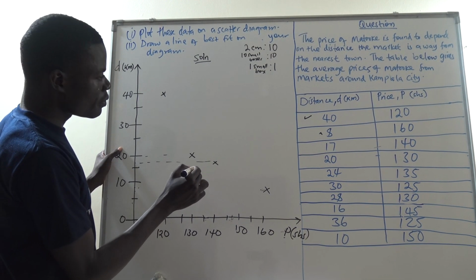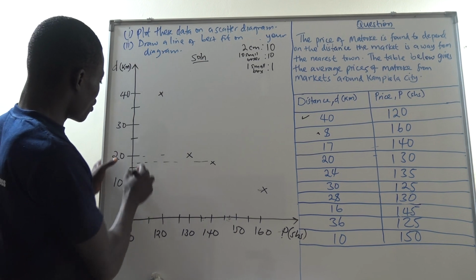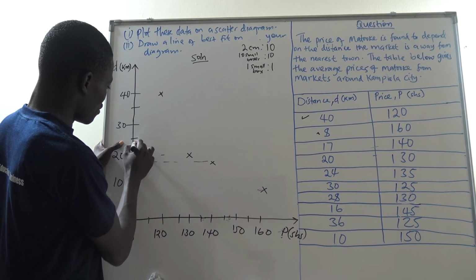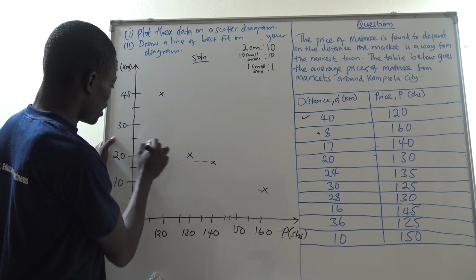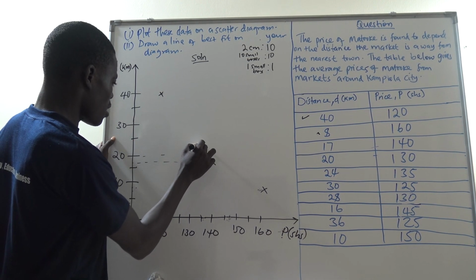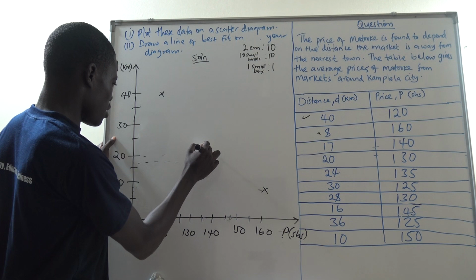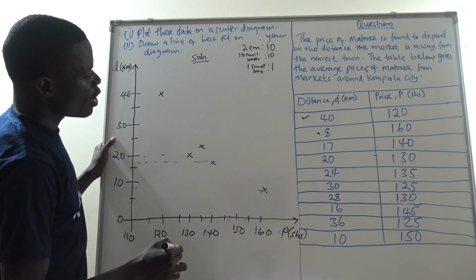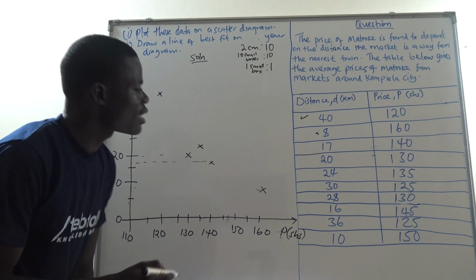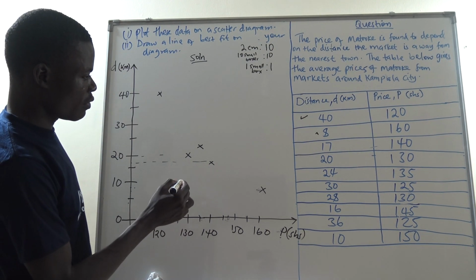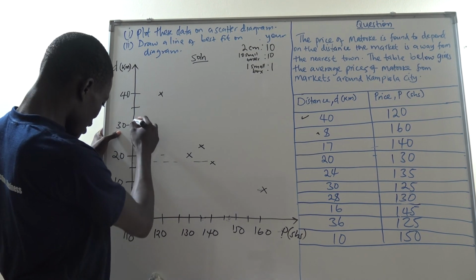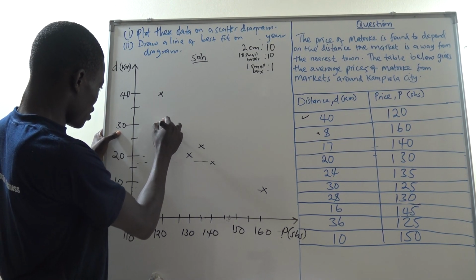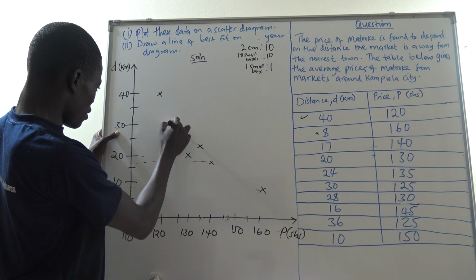Then we have 24 against 135. 24 will be here. It is here, 135 in the middle of these 2. Then we have 30 against 125. 30 against 125 will be somewhere here, 120. Then 125 here.